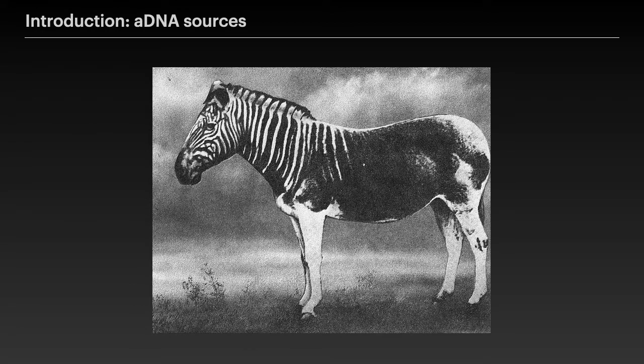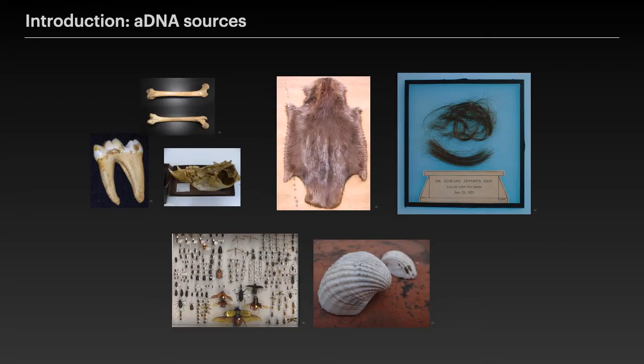So today we use all kinds of sources for retrieving DNA. It all started in 1984 with this species. This is the quagga, where they used a dried muscle sample to sequence part of its mitochondrial genome, and since then probably the majority of studies have been using old bones and teeth for recovering ancient DNA.